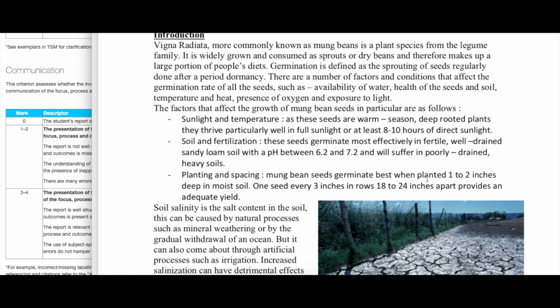Again, another issue here. The metric system is what we are looking for in scientific reports, not to be talking about 1 to 2 inches, that imperial system which is not accepted in scientific writing. So again, another concern about communication. But having said all of that, the report is pretty much easy to follow, what the student's done. And that is going to keep me looking at a 3 out of 4 so far for communication.